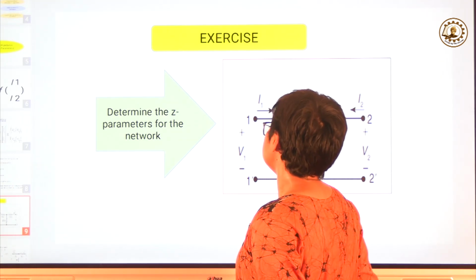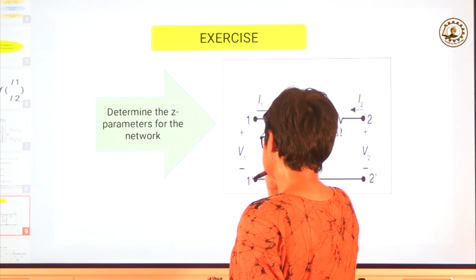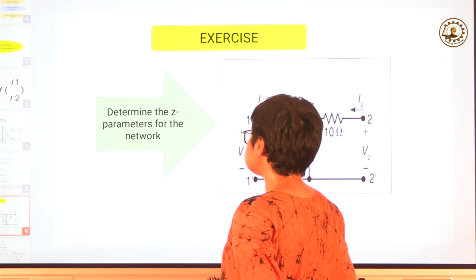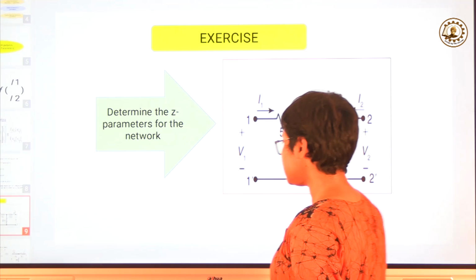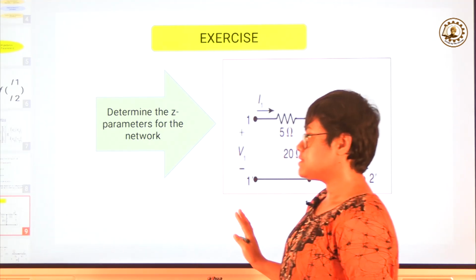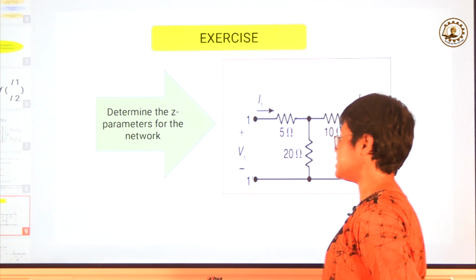Next, we will solve an example based on open circuit impedance parameters. Determine the Z parameters for this network. This network will be given. This type of example, this type of sums, comes in your semester exams.